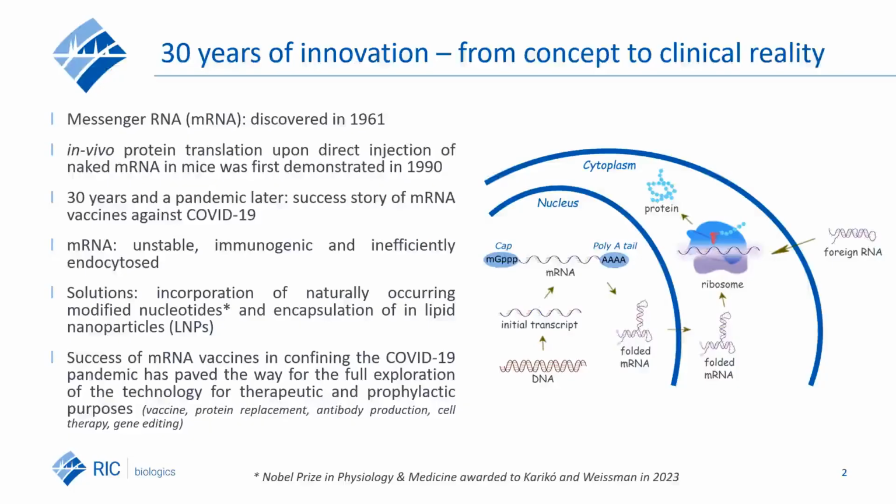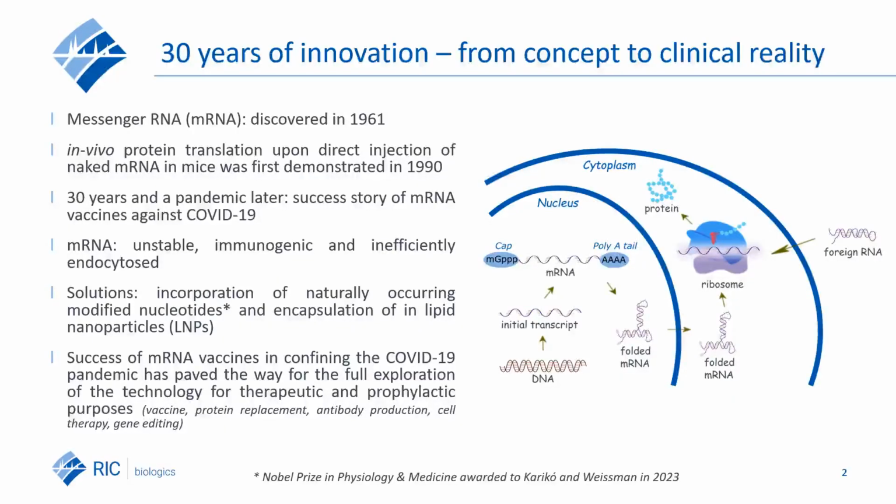mRNA was discovered in 1961. About 30 years later, the first report was published demonstrating that the intramuscular injection of naked mRNA in mice led to protein translation. Since then, the interest of using mRNA as a therapeutic kept on growing. However, it took another 30 years and the pandemic before the first mRNA vaccines entered the market.